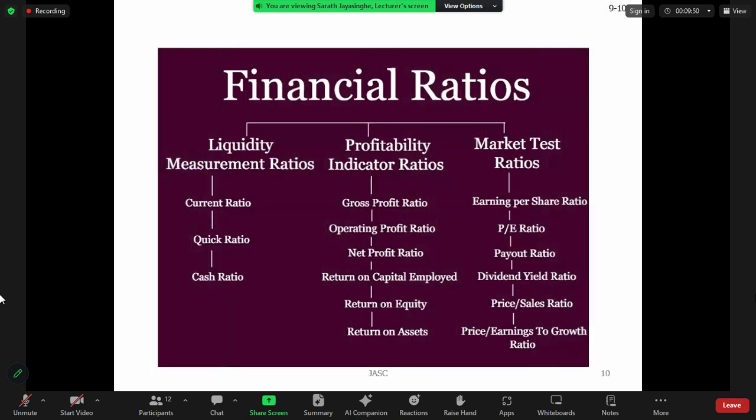And also there are many other financial ratios: liquidity measurement ratios, current ratio, quick ratio, cash ratio. Then profitability indicator ratios: gross profit ratio, operating profit ratio, net profit ratio, return on capital employed, return on equity, return on assets. Then market test ratios: earnings per share ratio, PE ratio, payout ratio, dividend yield ratio, price sales ratio, price earnings to growth ratio.